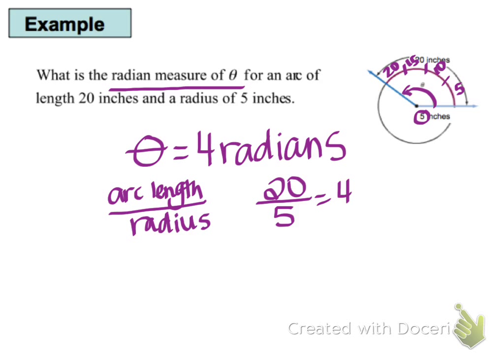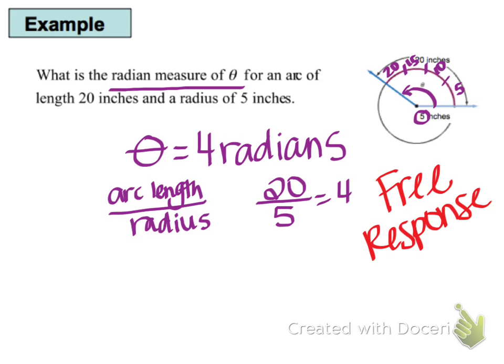I'd like to assign you a free response question right now. On your Google form, I want you to explain to me in your own words, what does it mean to be a radian? So for your free response question, I want to know, what is a radian in your own words?